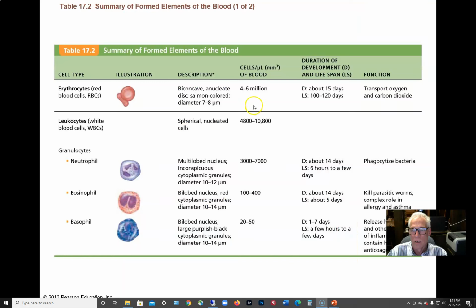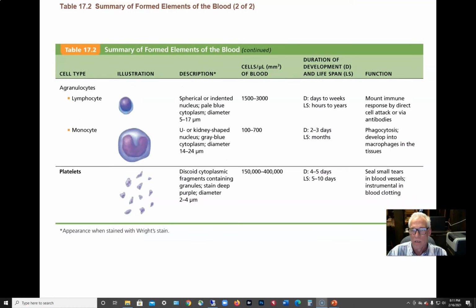You don't need to memorize the numbers of the various white blood cells per microliter of blood. If you're somebody who's working in the hematology clinical lab, you'll know these things by heart, and it won't be a thing. Real quick, the last thing we should mention though is platelets.